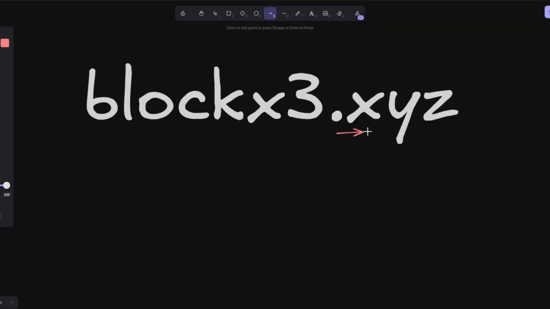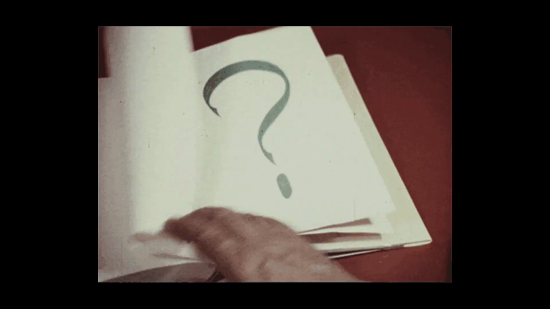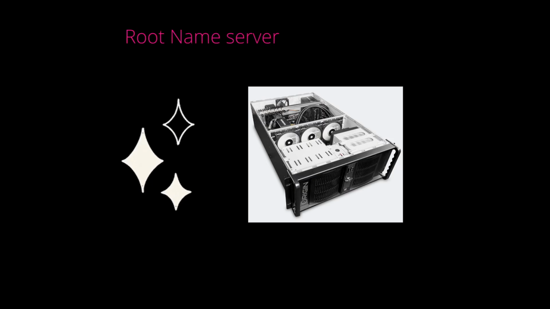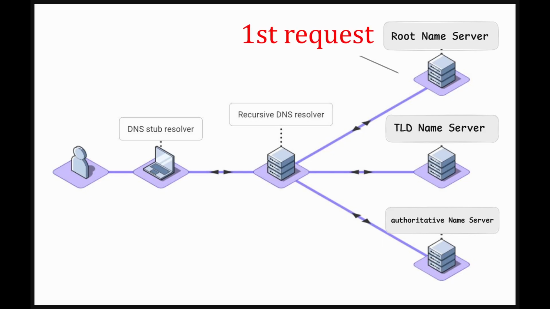The DNS recursive resolver has the domain and it knows the TLD of the domain to be queried. So it must know the location of the TLD server. And since there are multiple TLD servers, the IP addresses of the TLD servers are provided by another server called root name server. So the first request that recursive resolver makes is to a root name server to find out what is the IP address of the TLD server.